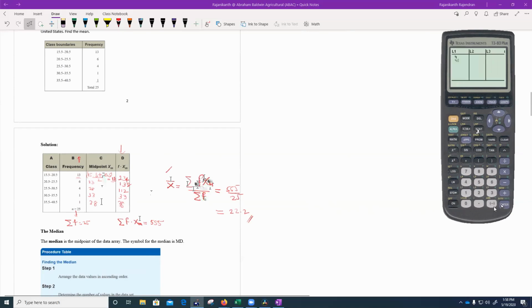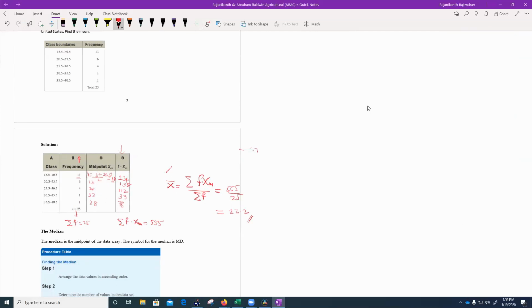Okay, so I'm going to clear this first. I need to know the midpoint first, right? So find the midpoint first. I already have the midpoints here, so enter those values: 18, 23, 28, 33, and 38. So that is my L1 column, right? So let me write down. I'm using the calculator here.